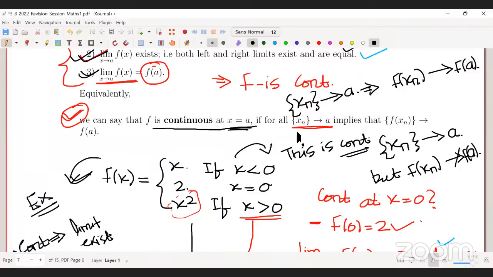So you have to do it for all sequences. If this condition holds for all possible sequences that converge to a, then you say that the function is continuous at a. If somehow you can get a sequence which converges to a but f of xn doesn't converge to f of a, then even if you have 1 lakh sequences for which f of xn converges to f of a, one such sequence is enough to say that this function is not continuous. Is it clear?